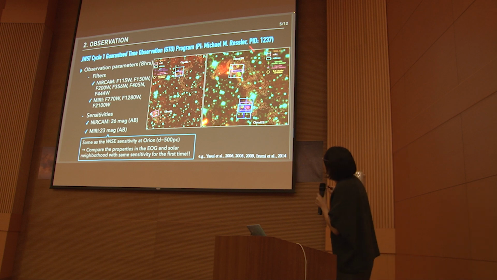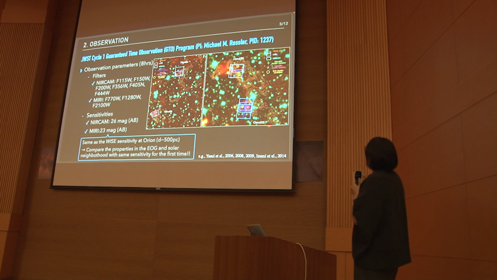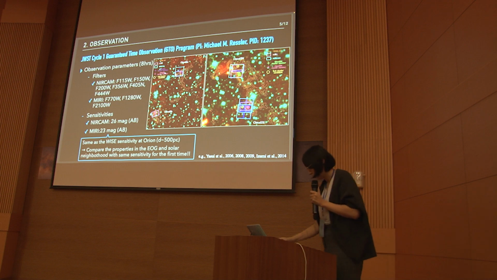And here it shows the field of view of the observations. The left one is Cloud 1, and the right one is Cloud 2, and the contour is the molecular cloud. The star clusters are located here, here, here, and here, and the squares indicate the field of view of NIRCam and MIRI.